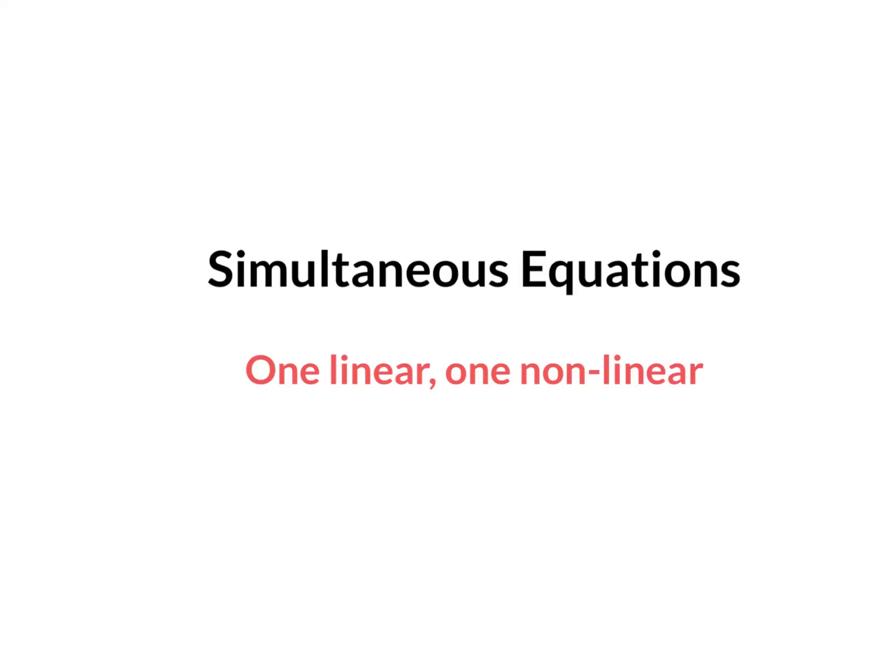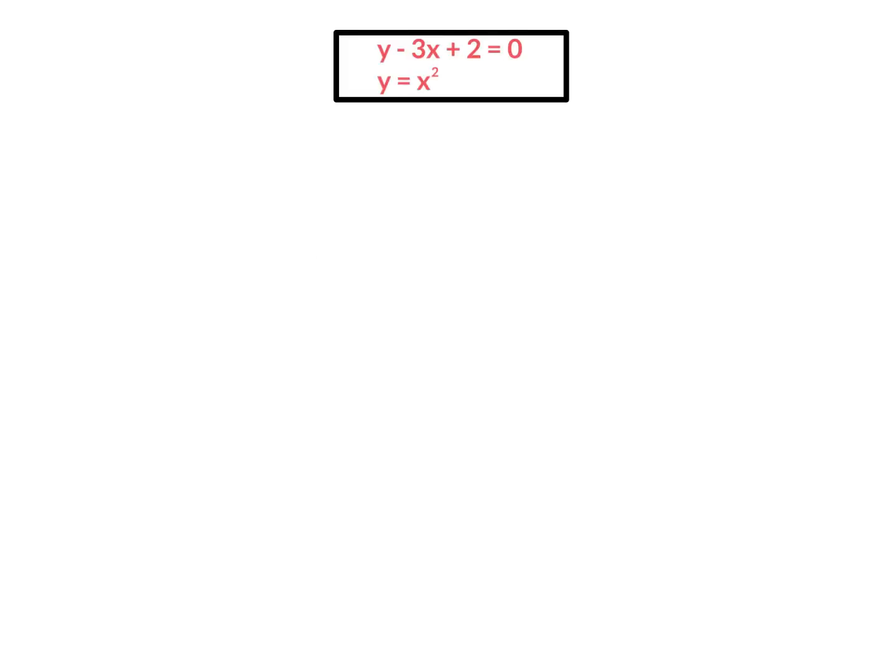So in this video, we want a quick look at how to solve two simultaneous equations where one of the equations is linear and one is non-linear. So in these sets of equations here, we have one linear equation and one, in this case, quadratic equation. And I know that the top equation is linear because it only has single powers of x.